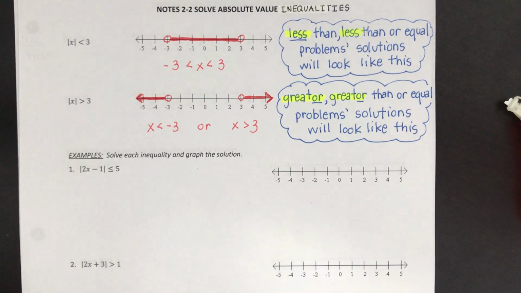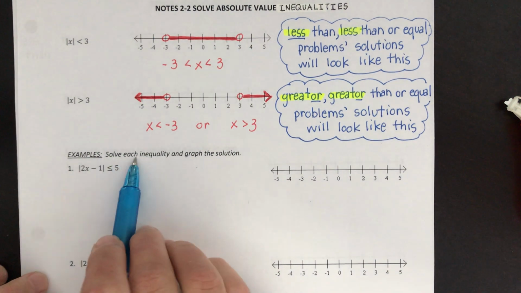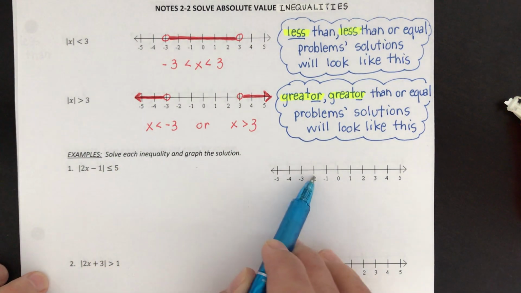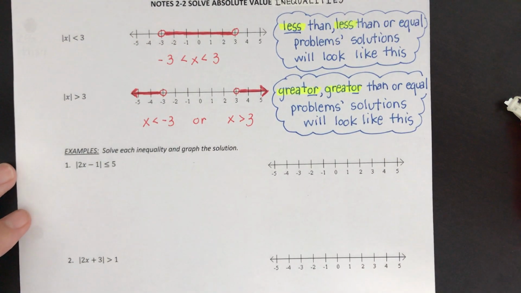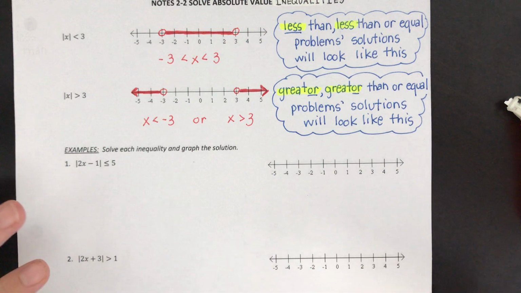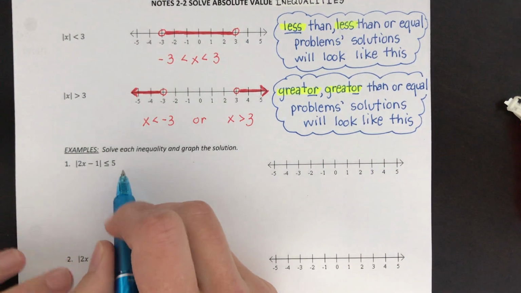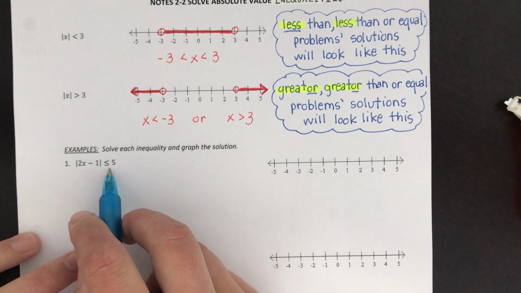Look at problem number 1. It says solve each inequality and graph the solution on a number line. I've provided the number lines. They're not on the assignment, so I'll explain what I want you to do whenever I don't provide the number line. So let's get started with number 1.